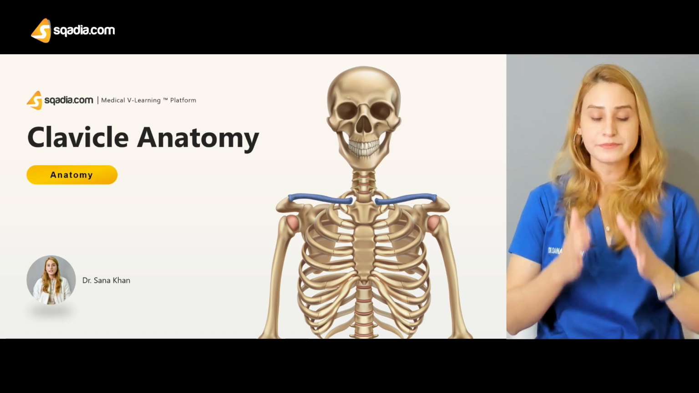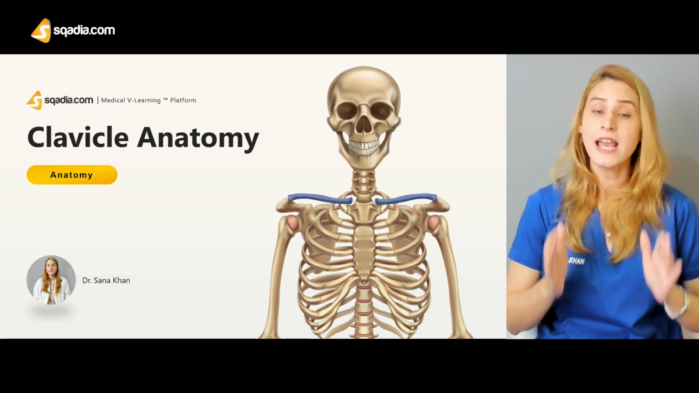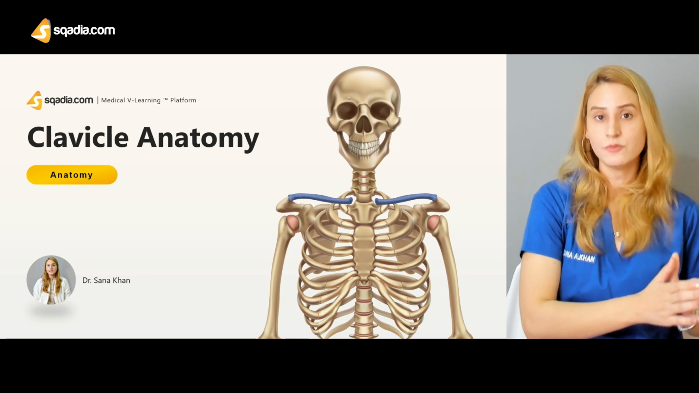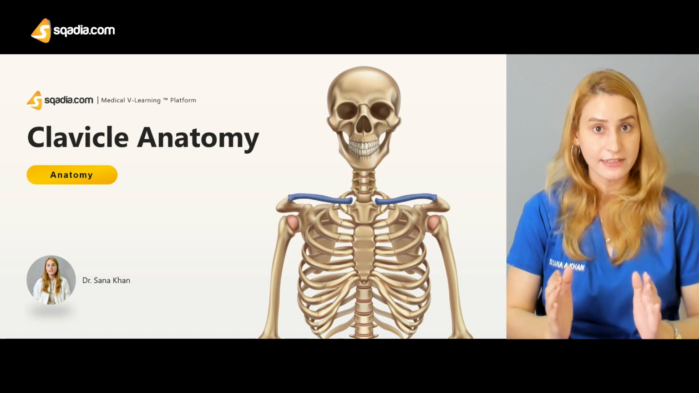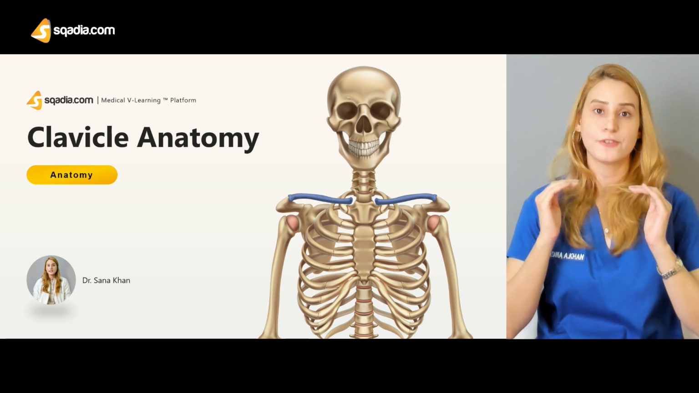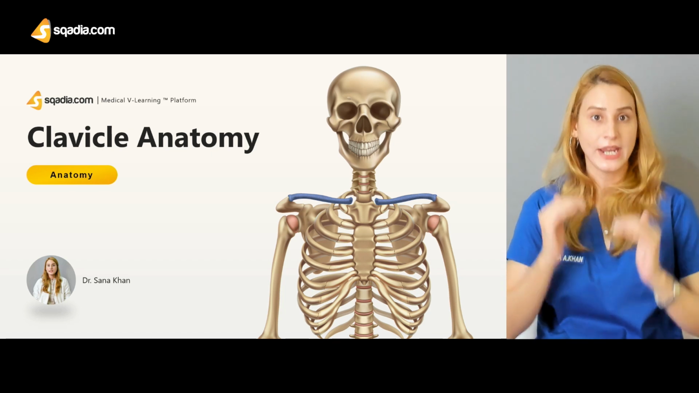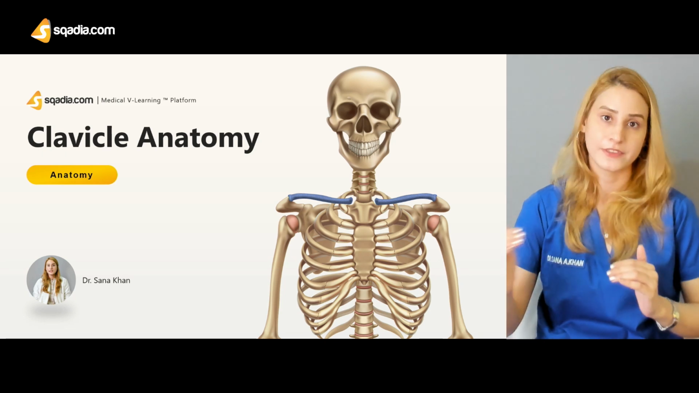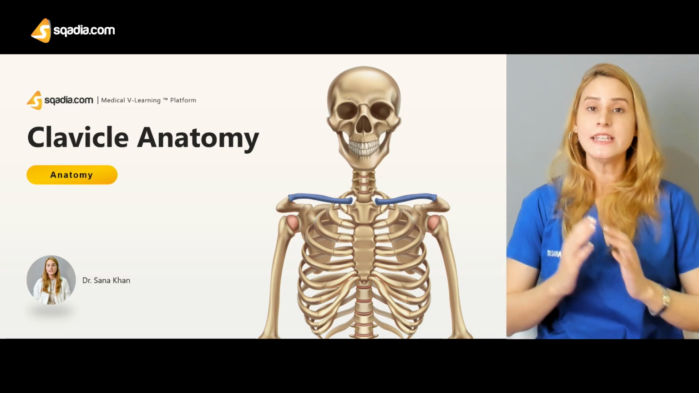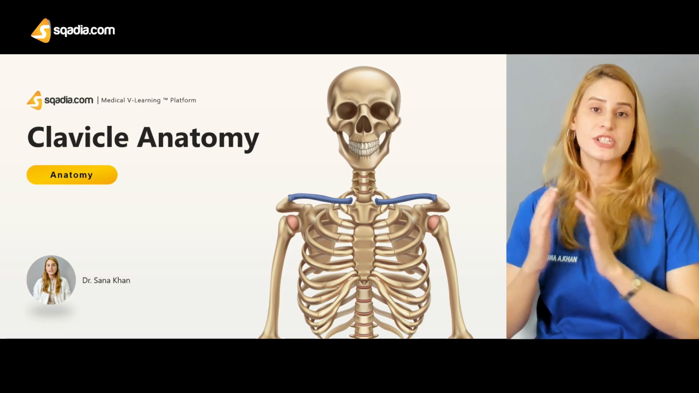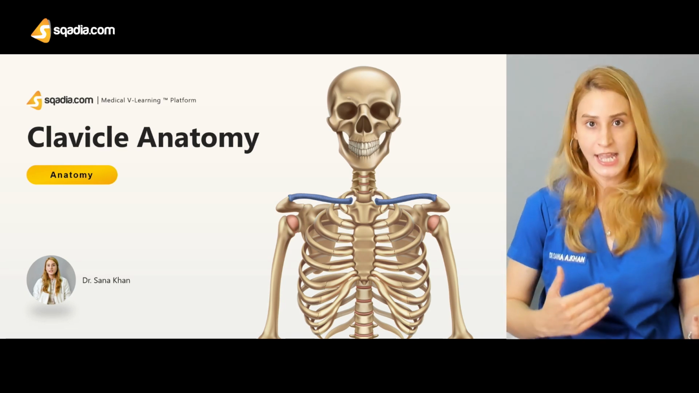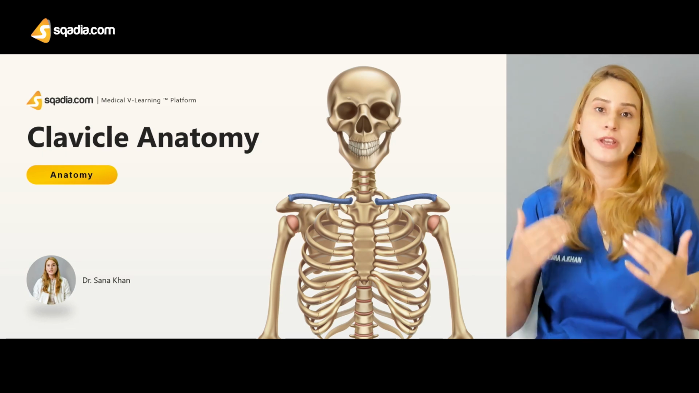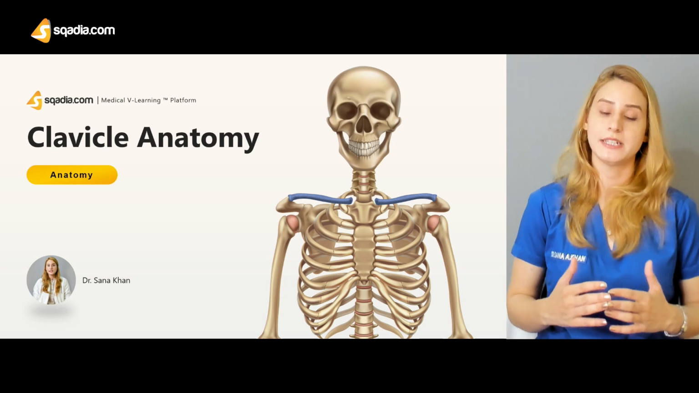So remember, two important divisions. One is the axial skeleton, which makes up the central part of the human skeleton and is responsible for the weight transmission and weight bearing of the whole body. And then you have the appendicular skeleton, which consists of the appendages like the upper limb, the lower limb, the foot, and the hands, which are responsible for the different functions of the human body.